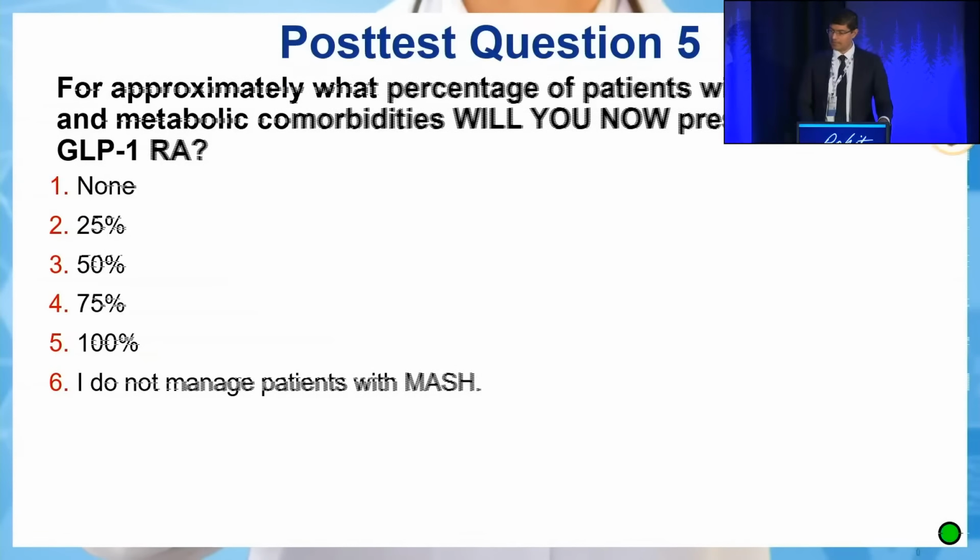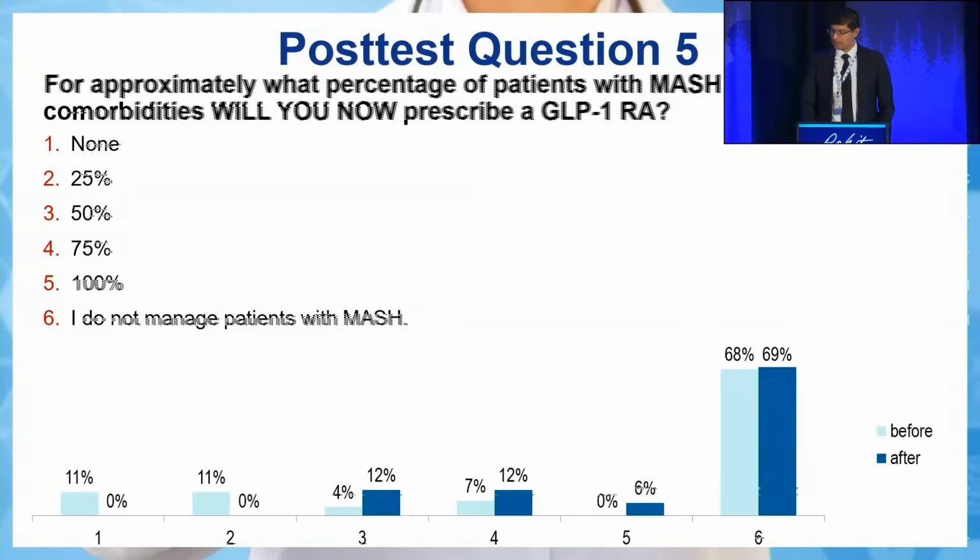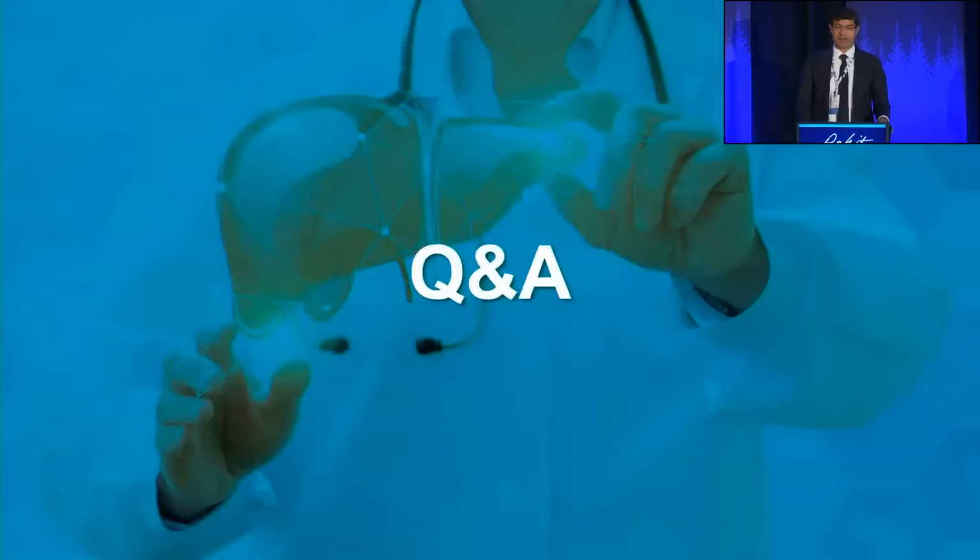Let's take a look. Post-test 5: approximately what percent of patients with NASH and metabolic comorbidities will you now prescribe a GLP-1 receptor analog? These are your options. Excellent. A lot of people in the audience are not prescribers, but congratulations, you know the data very well. I'm proud of you.